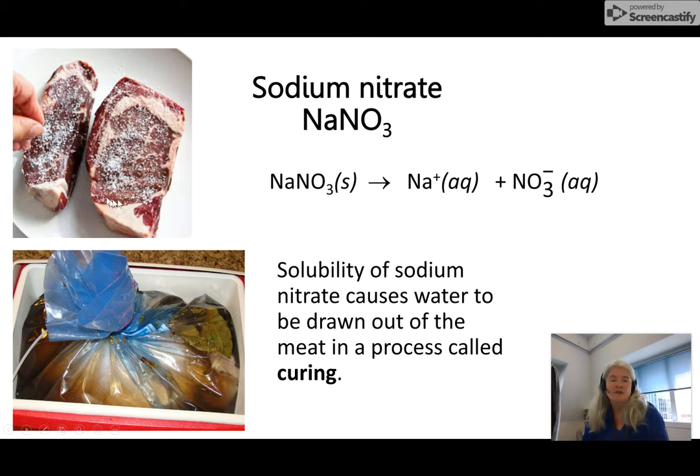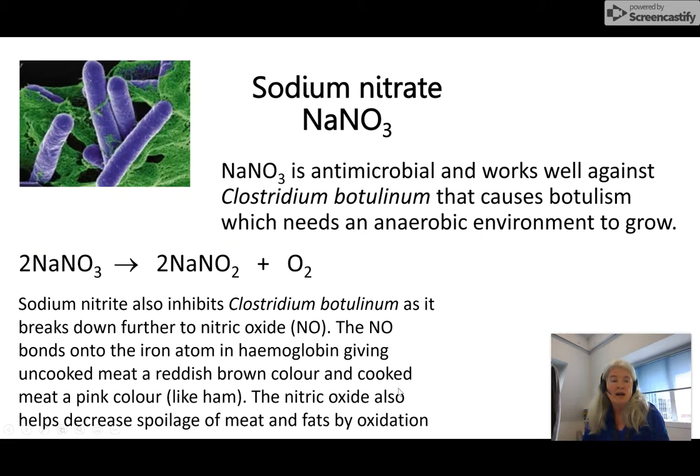And of course, the water that's being drawn out is constantly evaporating, so you would explain all that. If you had thick pieces of meat, you would just simply immerse it into that solution so that there's time for that sodium nitrate to go all the way through. And how does that work? It's because the sodium nitrate is antimicrobial.